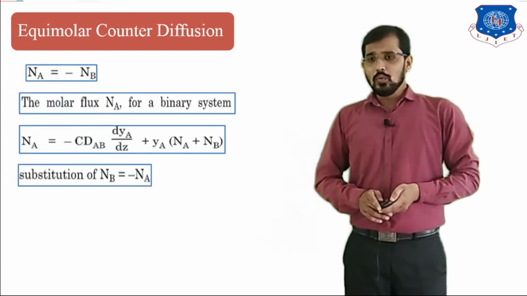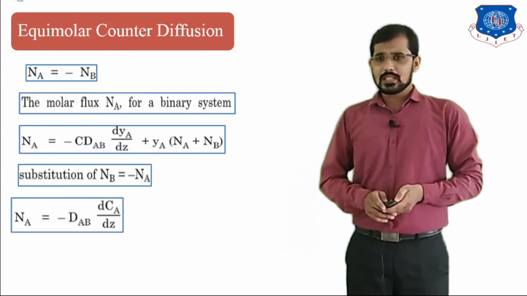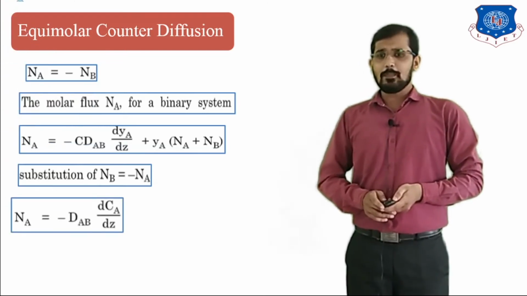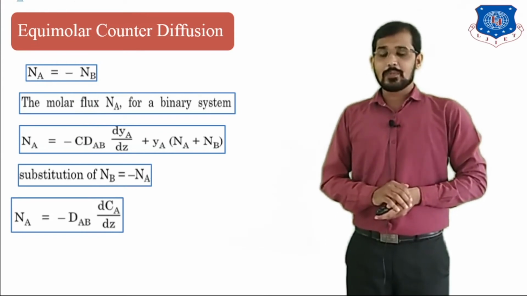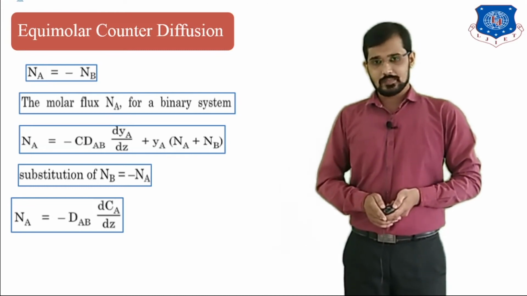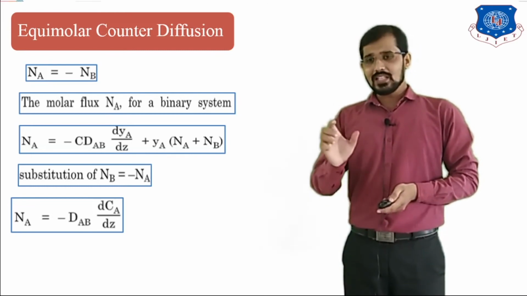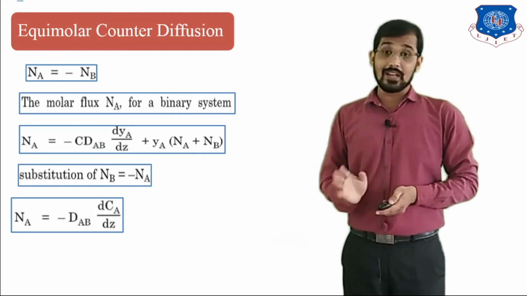Na is equal to C dAB dya by dz plus Ya. Here I am putting Nb is equal to minus Na, which means Na gets cancelled. After that you will get Na is equal to minus dAB dCa by dz. So this is the term we are getting in equimolar counter diffusion, but we have to convert this; we have to take integration now.